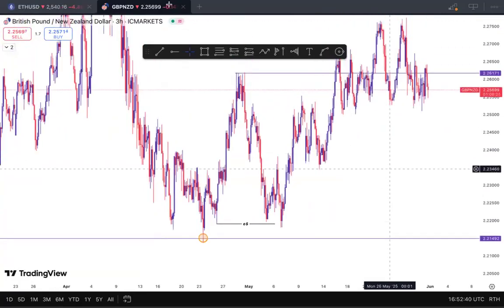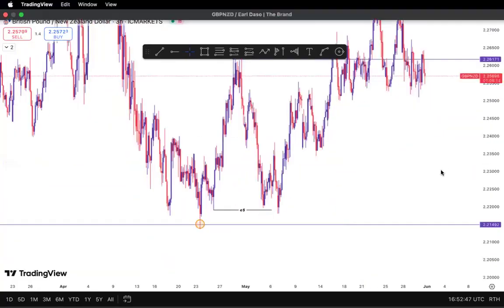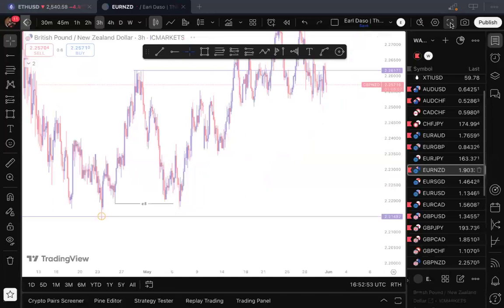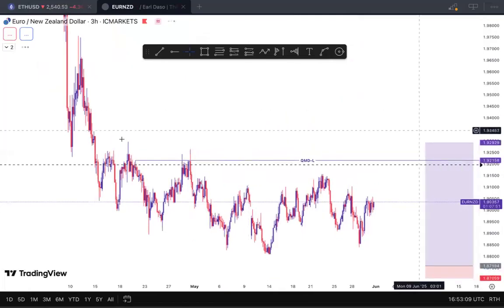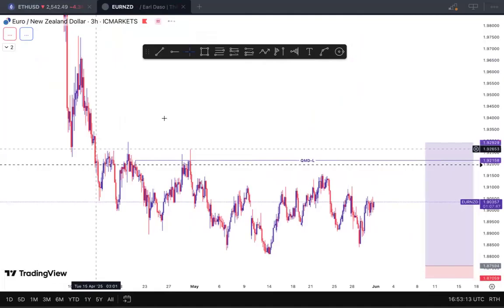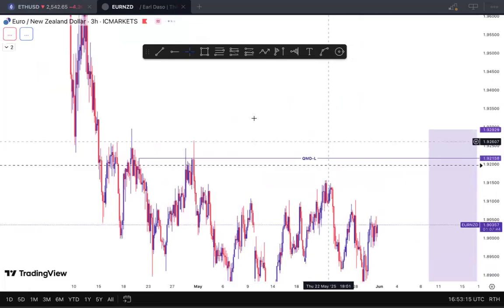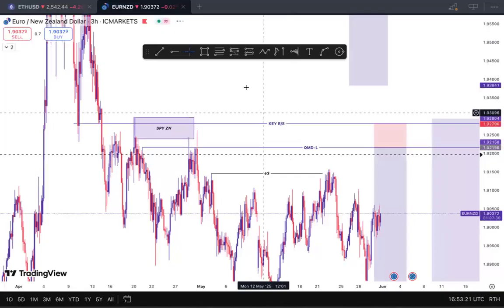So let's look at another pair. Let's look at Euro NZD. I think we have a setup there 2 days ago. So let's look at Euro NZD. Can you see this? I'm going to clear this off. Okay, but this is the trade I'm waiting for. So if we look at this, let's go to 1 hour.